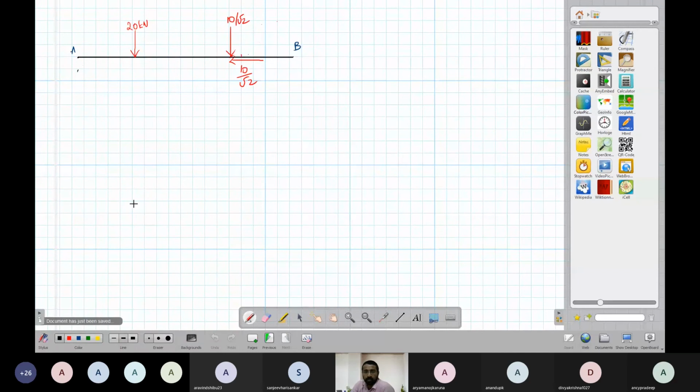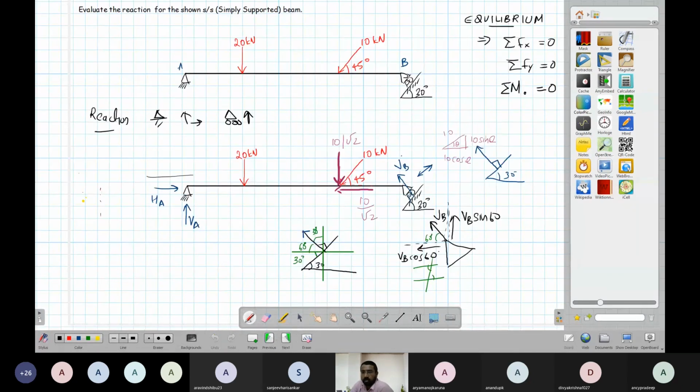Okay, so I can write there is a VB sin 60. There is a VB cos 60. There is a VA. There is a HA. These are the forces, components of all the forces. Okay, I hope this is clear. This force is component 20, so it doesn't matter.